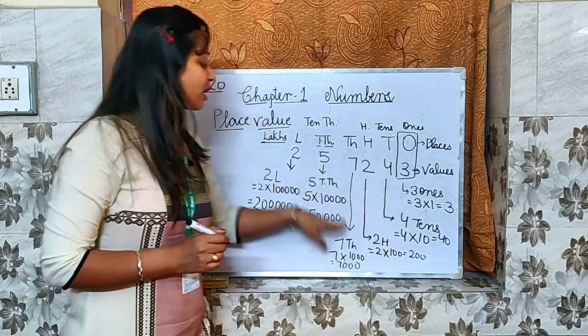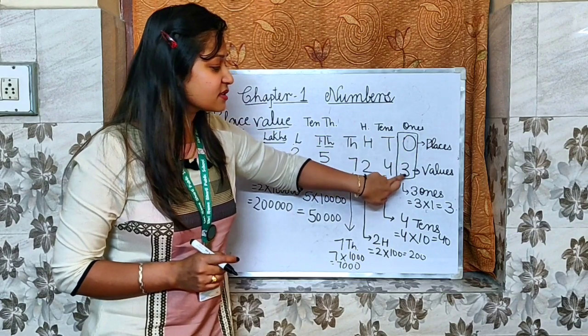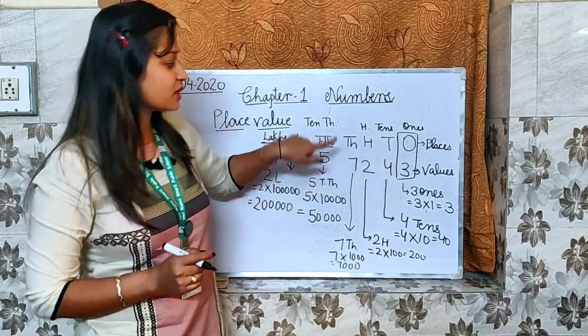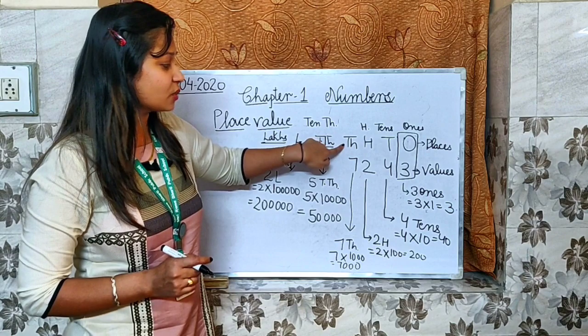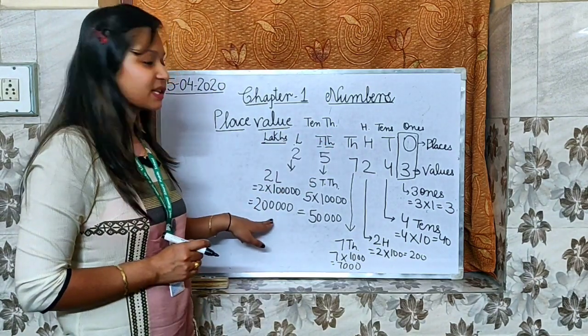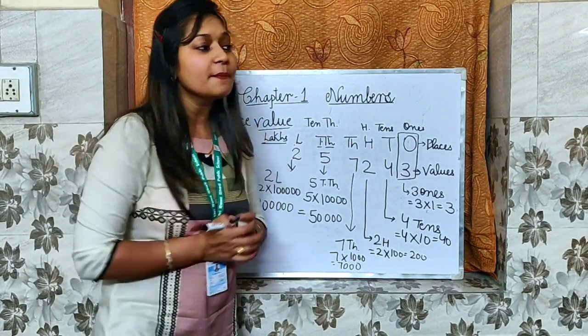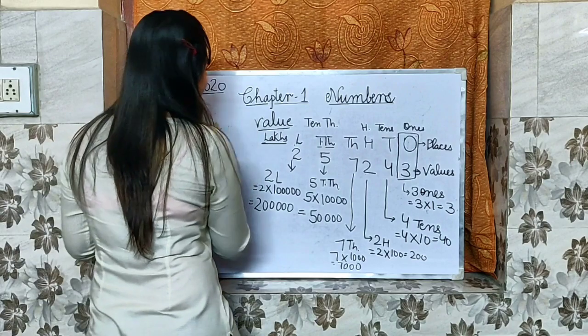So these are all the place values of the number. See, on whichever place the digit is lying, the place value is according to that. If 7 is lying on thousands, place value is 7,000. If 2 is lying on lakh, place value is 2 lakh. So this is how our place value concept is made. Now coming on to face value.